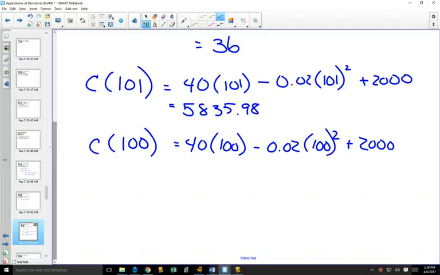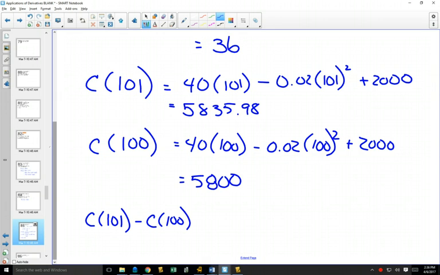we put this into our calculator, we get 5,800. So if we look at what happens if we subtract those two, does it make sense that if I take the total cost of 101 items and subtract the total cost of 100 items, I'll be left with just the cost for producing that 101st item? So if I take those two and subtract them, do you see that I get $35.98? That is the actual cost of producing the 101st item.